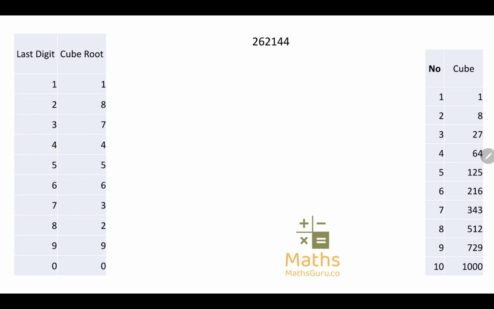Let's take one more example, 262144. First we split into two parts, 262 and 144. It ends with 4, so I will pick 4 over here. And 262 lies between 6 and 7 in this table: it's greater than 216 and less than 343. So I will pick 6. Easy, right? Let's take one last example.